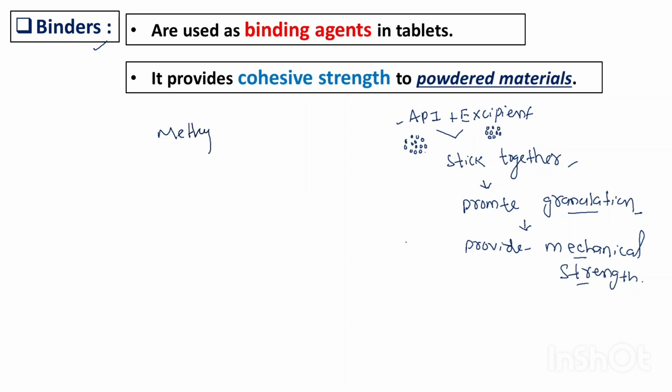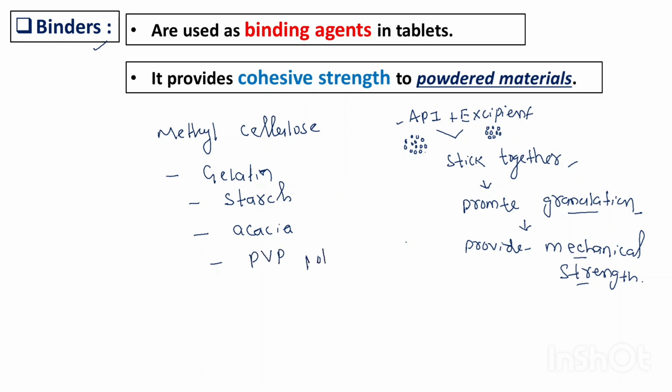First one is methyl cellulose, and gelatin, right? Also the starch and acacia and PVP, so-called polyvinyl pyrrolidine. Polyvinyl pyrrolidine. So these are some examples of binders.